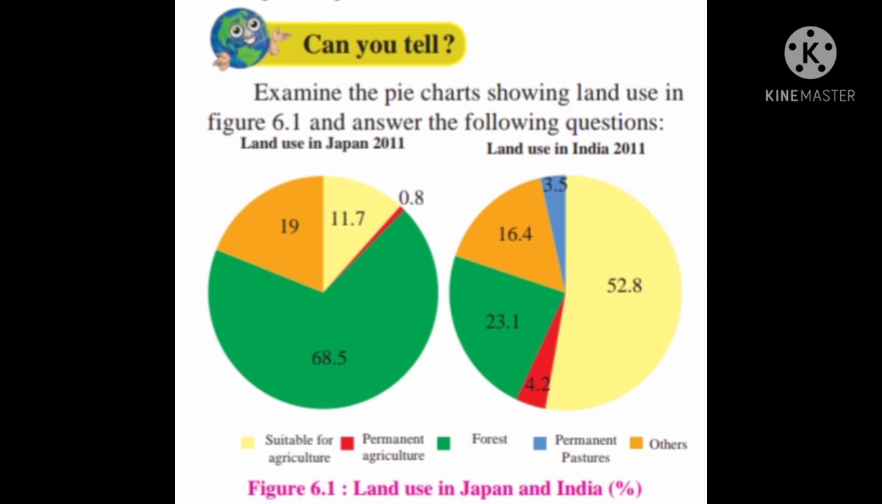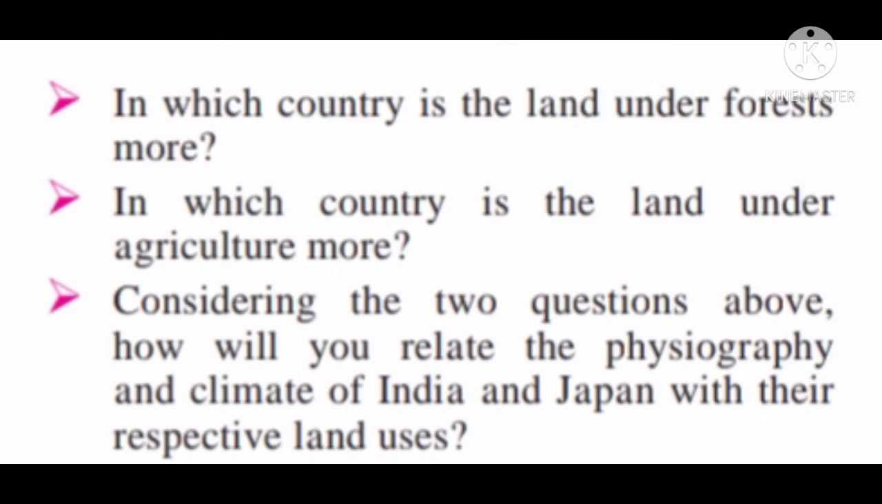Can you tell? Examine the pie charts showing land use in figure 6.1 and answer the following questions. As you can see above, there are two pie diagrams. One, land use in Japan, which was recorded in 2011, and second diagram is about the land use in India in 2011. As they have given different colors, you can see that yellow is given for agriculture, red is given for permanent agriculture, green is given for forest, blue is given for permanent pastures, and for others they have highlighted with orange.